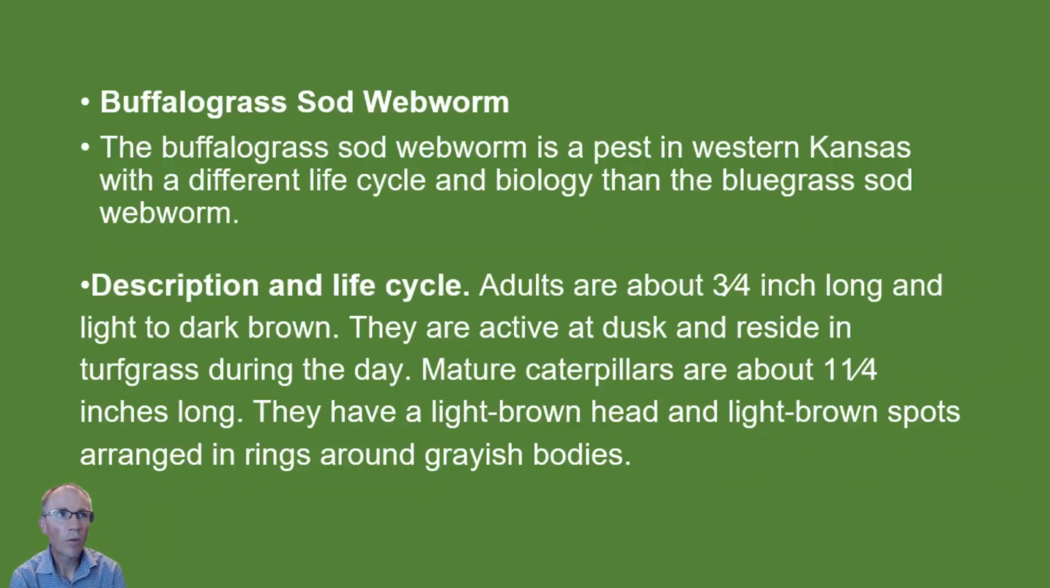Buffalo grass sod webworm. The buffalo grass sod webworm is a pest in western Kansas with a different life cycle and biology than the bluegrass sod webworm. Description and life cycle. Adults are about 3/4 inch long and light to dark brown. They are active at dusk and reside in turf grass during the day. Mature caterpillars are about 1 1/4 inches long. They have a light brown head and light brown spots arranged in rings around grayish bodies.